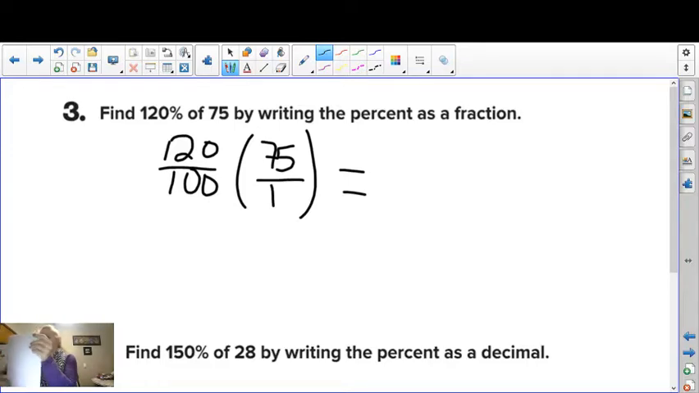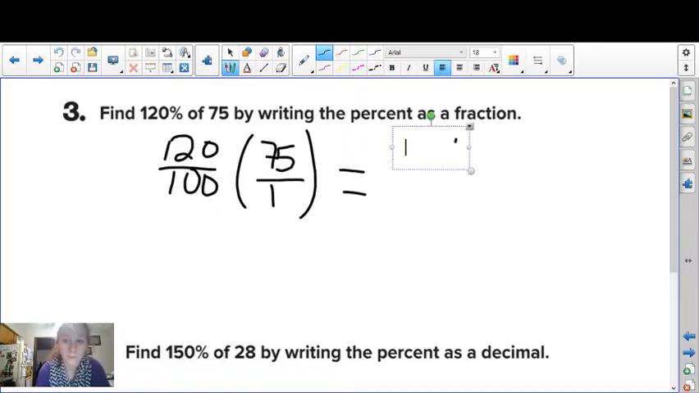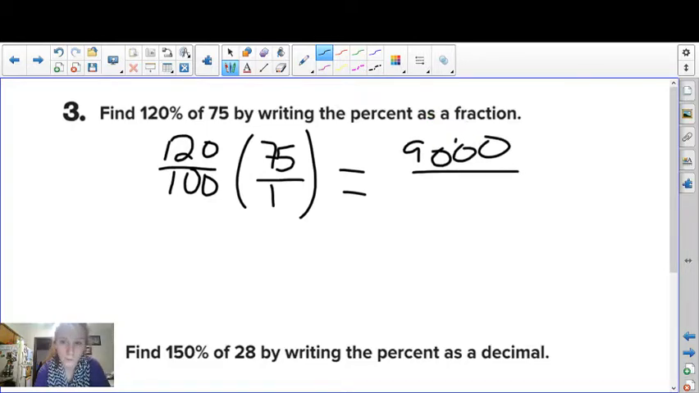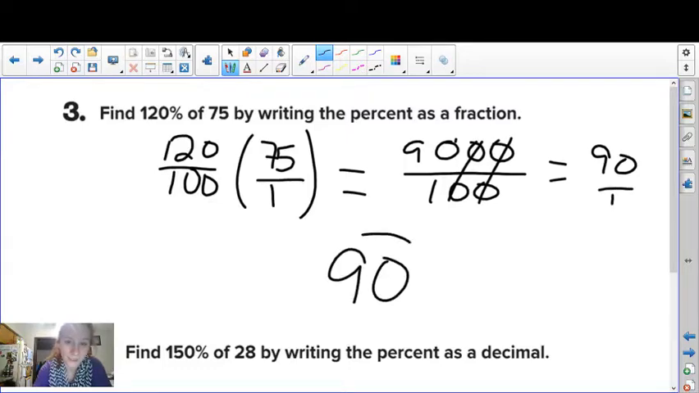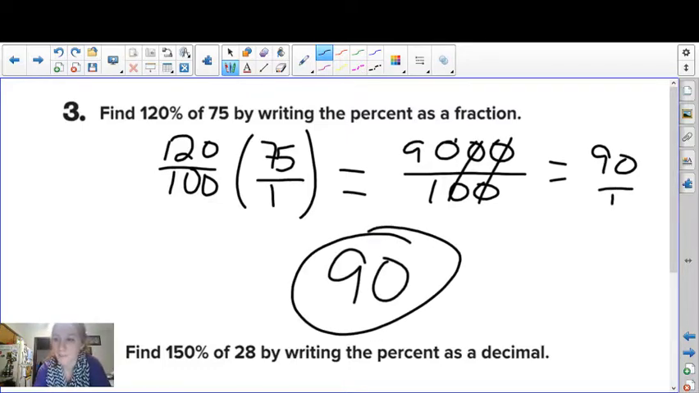I'm going to take 120 times 75 because off the top of my head I don't know that, which gives me 9,000 over 100. And then we cross off the corresponding zeros. So I have left 90 over 1. So 90 is 120% of 75.